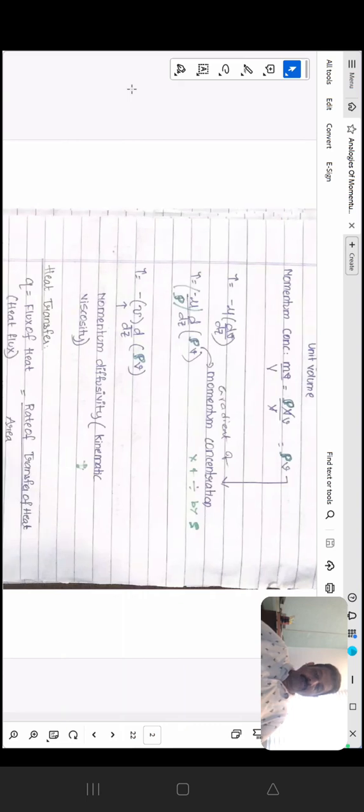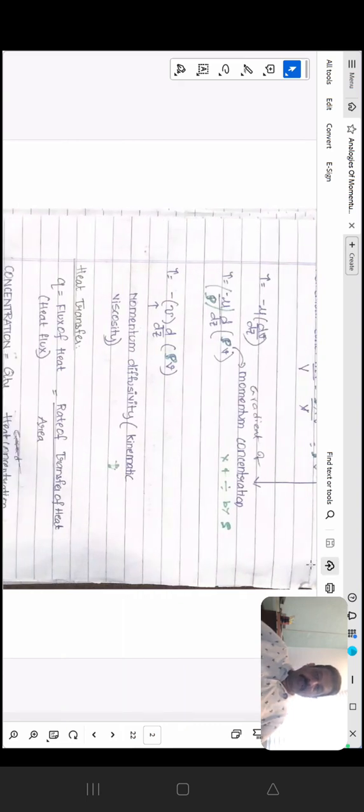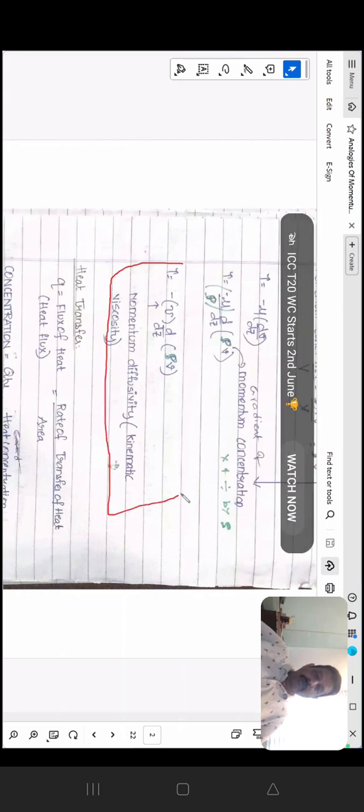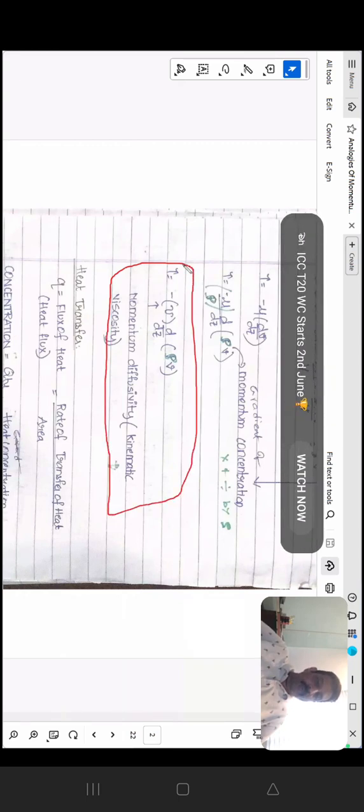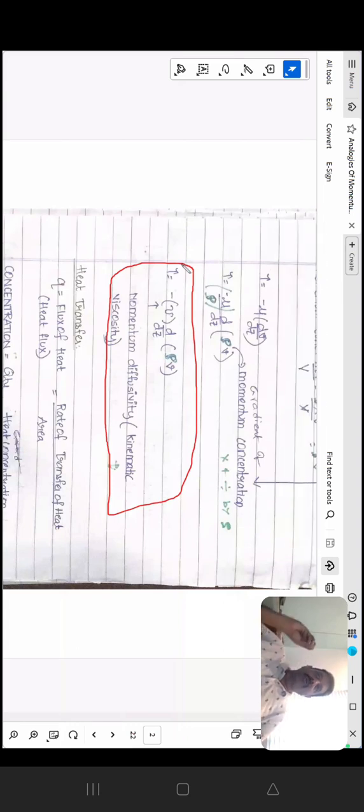Right. So in momentum transfer, this is Newton's law of viscosity. I can rewrite it as tau. Tau is the shear stress, or you call it momentum flux. Momentum flux is equal to kinematic viscosity, or momentum diffusivity, multiplied by d rho v by dou z. It's nothing but a concentration gradient.